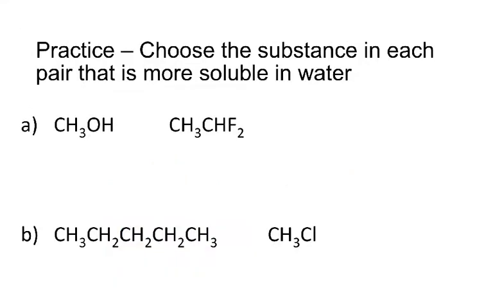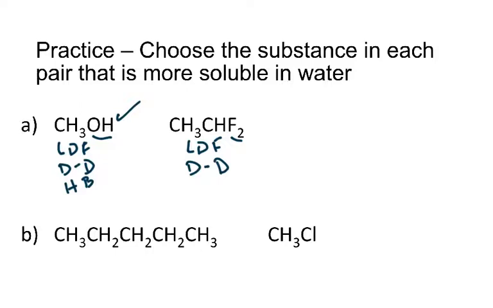So more practice. Choose the substance in each pair that is more soluble in water. So letter A, again, we want to look at the intermolecular forces. Everything has London dispersion forces. This molecule is polar, so it has dipole-dipole, and it has the OH group, so it can hydrogen bond. This one over on the right, everything has London dispersion forces. It has a fluorine here, or two fluorines, so it is polar, so it has some dipole-dipole, but it can't hydrogen bond. So the one that is most like water is going to be the one on the left.